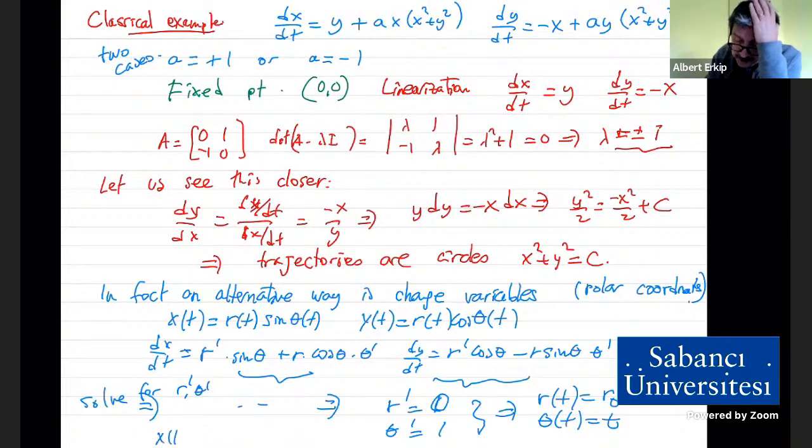So x of t is sine t, and y of t equals cosine t. Okay, we get the circles. And r is 1: 1 times sine t, 1 times cosine t. Plus a constant, but that doesn't really matter. We get circles. And then, I'm sorry, r0 times. We have the circles here, r0 times sine and cosine.